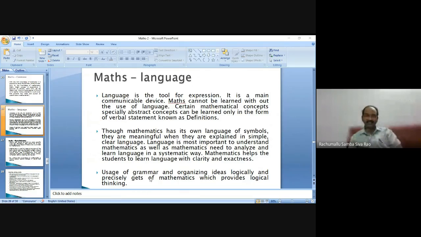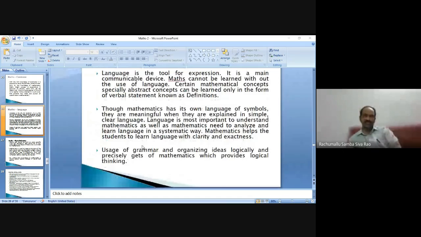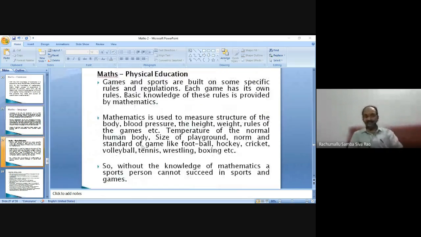So, with this discussion, we can say that there exists a correlation between mathematics and language also. Coming to the next one, mathematics and physical education. Physical education is a very interesting subject to all the students at the school level.